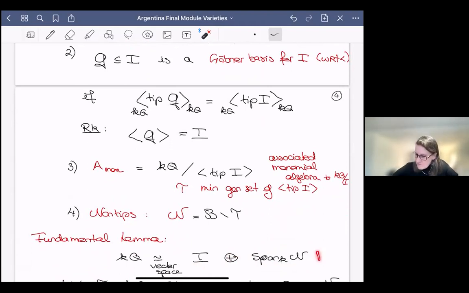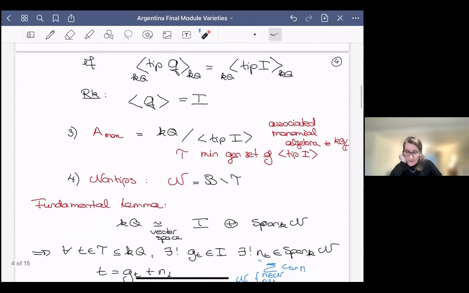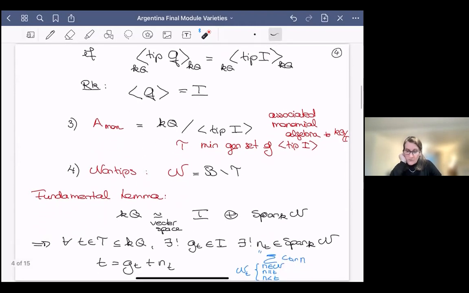So this might seem like not a big deal, but really, I think everything that makes Gröbner basis theory tick is in this decomposition of the path algebra as a vector space in terms of the ideal and then the span of the non-tips. Okay, and what can we do with that? Well, it allows us to construct a particular Gröbner basis.